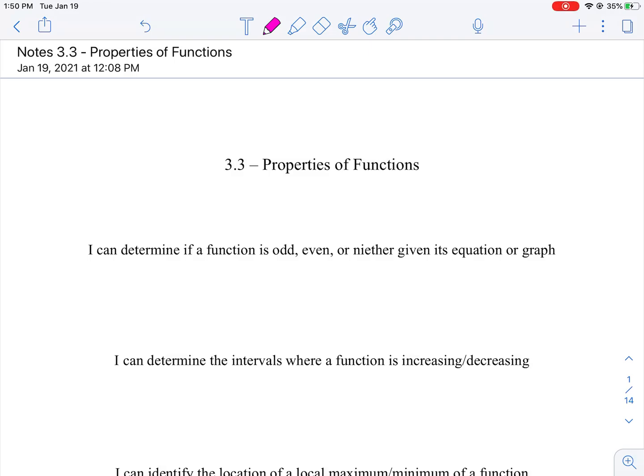Hello class, in this video I'll be discussing the properties of an even function. Let's begin.